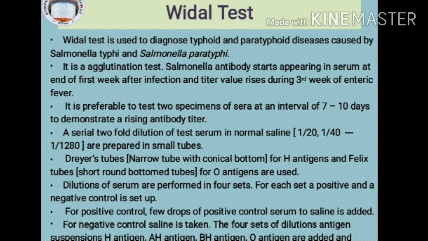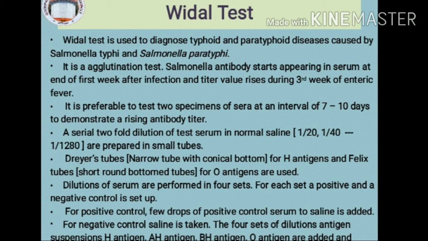Another example of a serological test is the Vidal test. The Vidal test is used to diagnose typhoid and paratyphoid diseases caused by Salmonella enterica, earlier known as Salmonella typhi and Salmonella paratyphi. The Vidal test is an agglutination reaction. Salmonella antibody starts appearing in serum at the end of the first week after infection and the titer value rises during the third week of enteric fever.